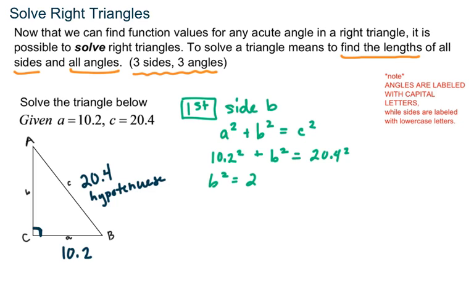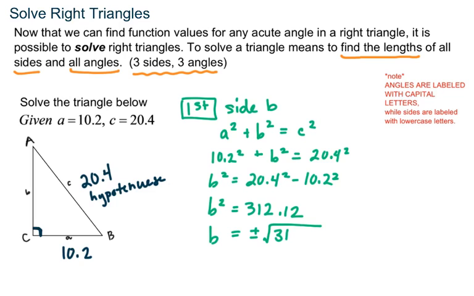b squared is 20.4 squared minus 10.2 squared. And we determine that b squared is 312.12. b is plus or minus the square root of 312.12. b is approximately 17.67. The exact decimal is 17.66691824. So we have an approximate value for b. We found one of our pieces.